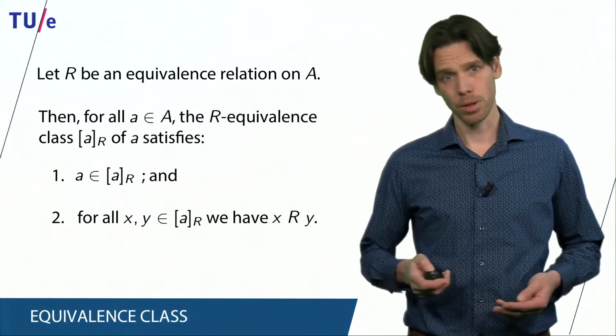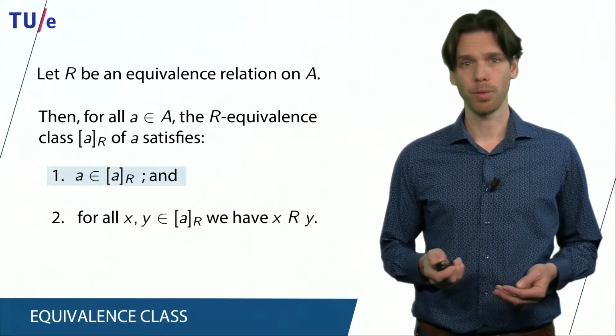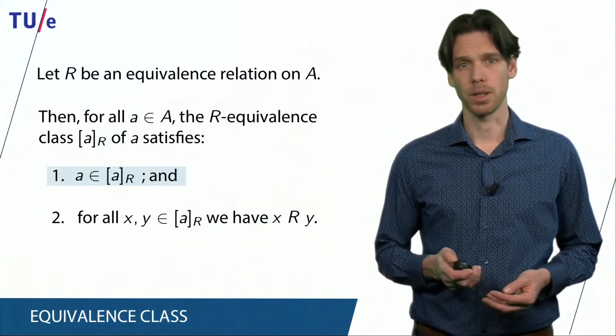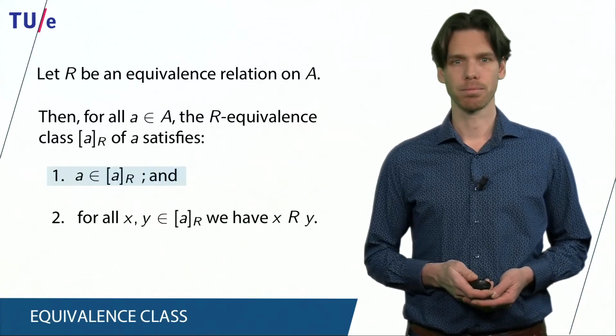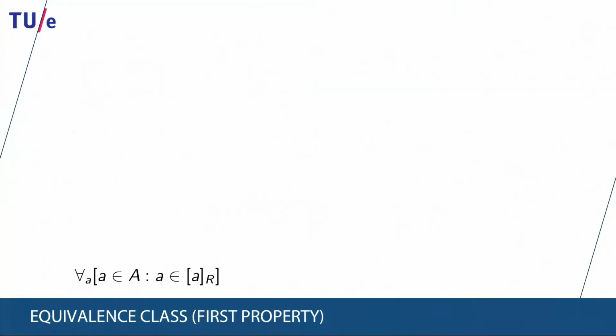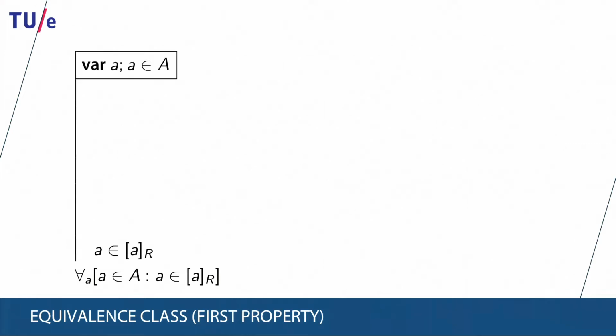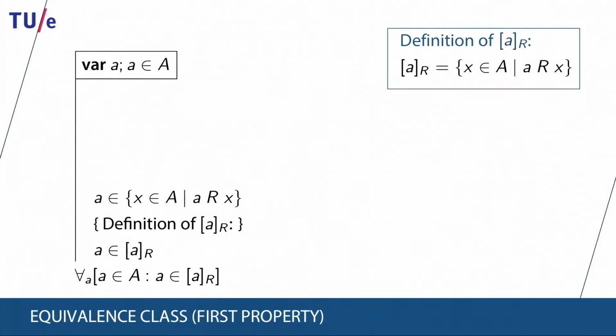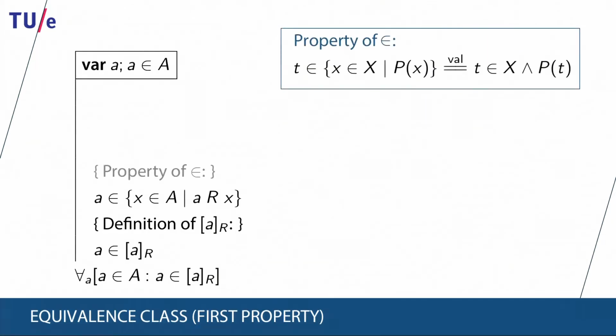We proceed first with the first property, proving that every element is in its own equivalence class. We want to prove that every element is in the equivalence class determined by it. So we should establish that a is an element of the equivalence class of a for an arbitrary element of A. We can apply the definition of equivalence class and then use the property of element of to simplify our goal.